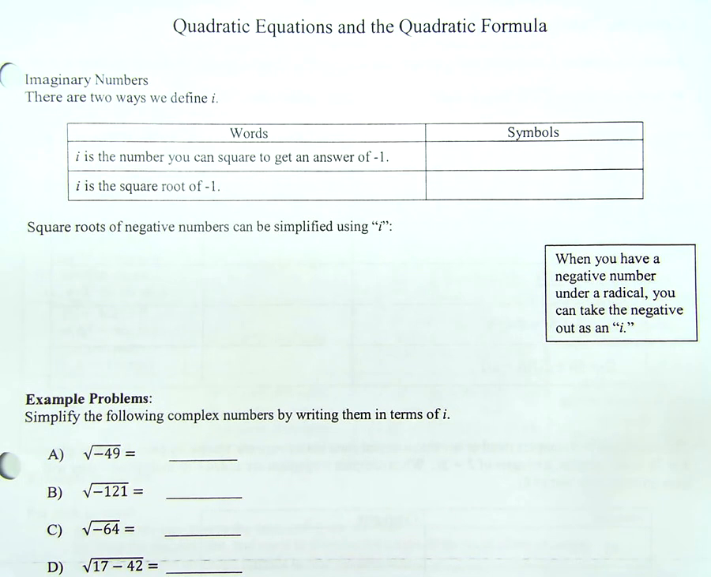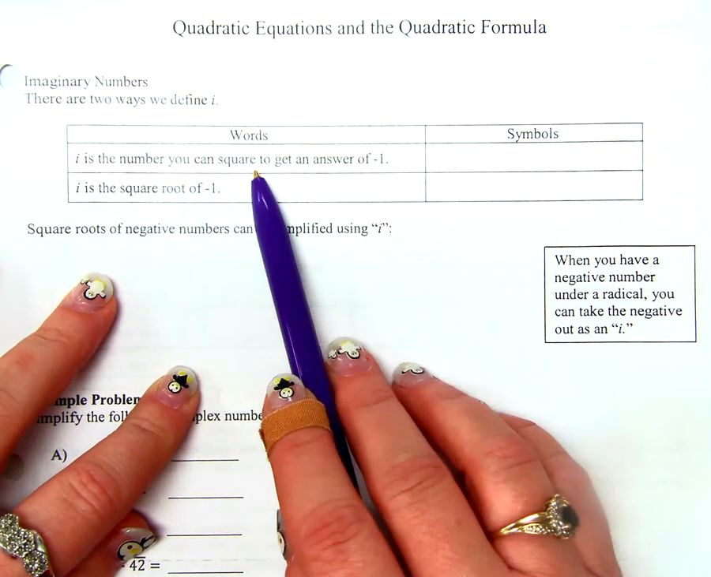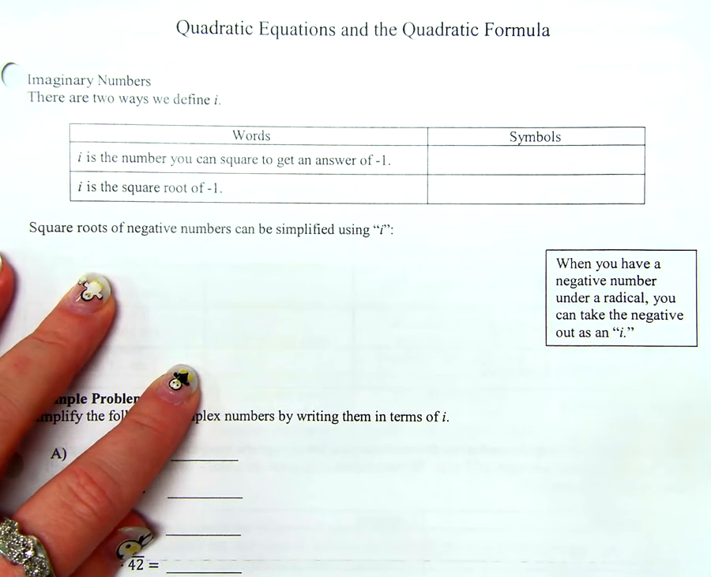Okay? There's two ways that we can define the number i. Now, first of all, I know that people have been telling you for years that i is a letter. And the reason they tell you that is because it's true. i is a letter. Okay? But in math class, i is also a number. It's the number you can square to get an answer of -1.